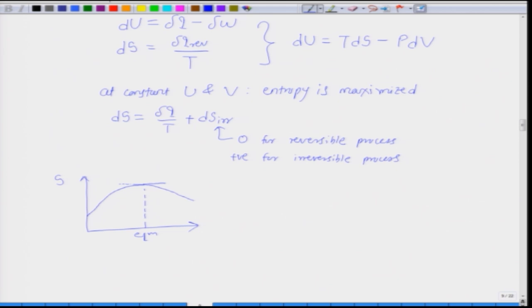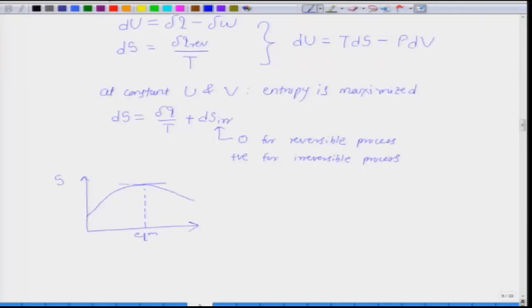Similarly, another extreme is when there is no heat effect, and correspondingly no work done, and the change in entropy appears as the production of entropy: dS is equal to dS irreversible. This is an extreme case of irreversibility. Any example of an extremely irreversible process? Yeah, squeezing toothpaste out of a tube.